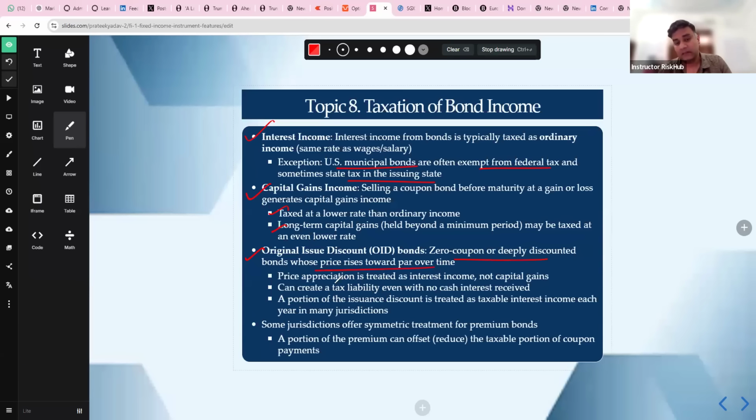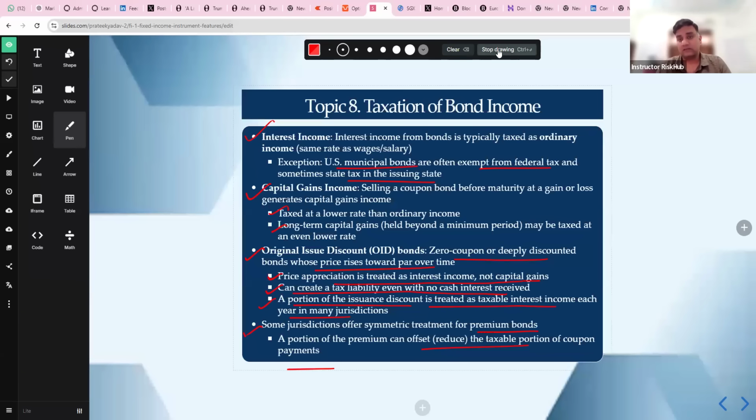You have to remember that price appreciation is treated as interest income, not capital gain, and can create a tax liability even with no cash received. A portion of the issuance discount is treated as taxable interest income each year in many jurisdictions, right? Then we have premium bonds, right? When a bond is bought above par, the premium can offset your taxable coupon income, right? So that's one part, right?